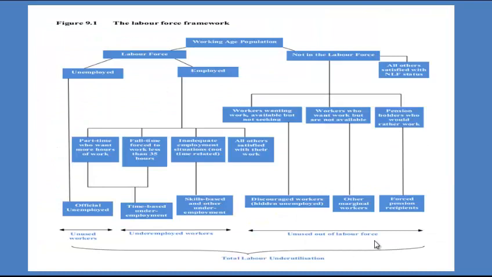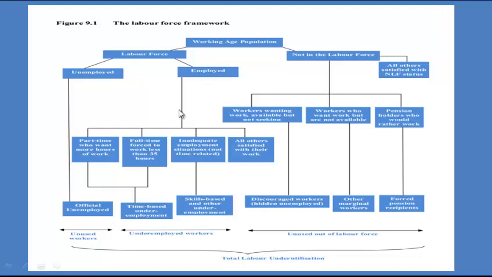Okay, this is sort of the classification, that there is the working age population, which is broken up into the labor force and not in the labor force. Among the labor force we have the employed and the unemployed. The unemployed are people who don't have any jobs in which they earn money, and that's the official unemployment rate or the unofficial unemployed number.